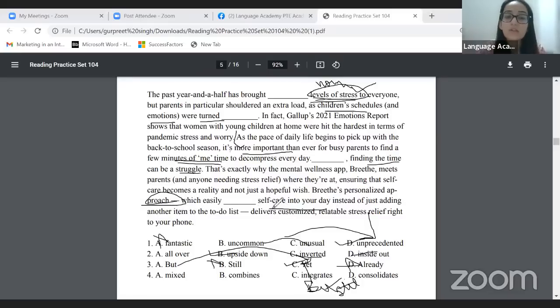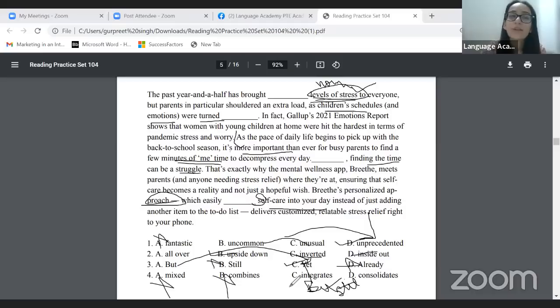So approach is singular, so we need a verb with S. So we have nothing to do with past tense here. So now this approach combines self-care into your day. Combines is not possible because for combines, there should be two things. And we only have one noun, which is approach. Approach integrates self-care into your day. Integrates could be understood as incorporates. And the last one, approach consolidates self-care into your day.